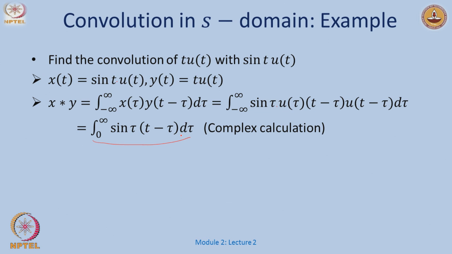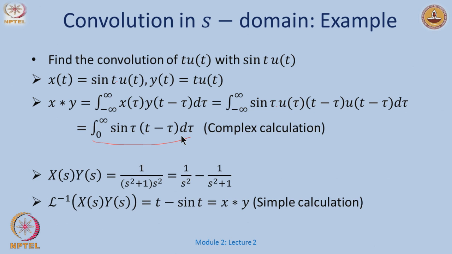Instead, what I could do is go to the Laplace domain or the S domain, where I compute the Laplace of sin t times u of t and of t. The Laplace transform of sin t would be 1 over s square plus 1, and the Laplace transform of t would be 1 over s square, and I can write this as the product of these two Laplace transforms. And I know now that the inverse of 1 over s square is t and the inverse of 1 over s square plus 1 is sin t. So, the convolution of x with y in the time domain simply looks like this, and I do not have to go through this complex process of computing the integral.